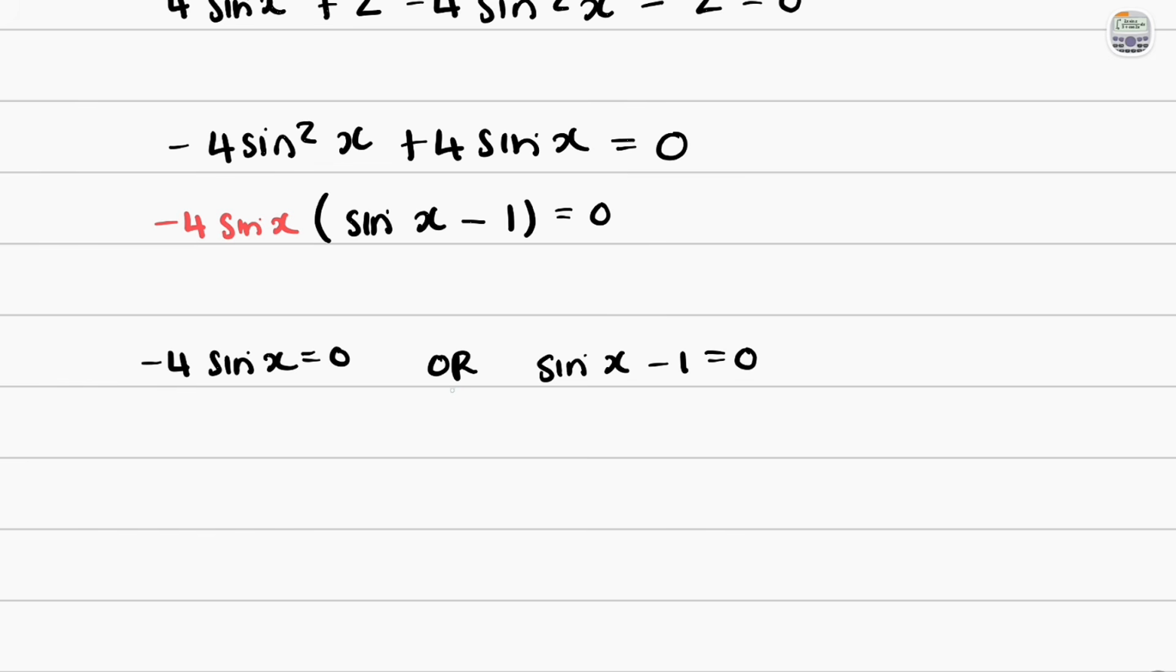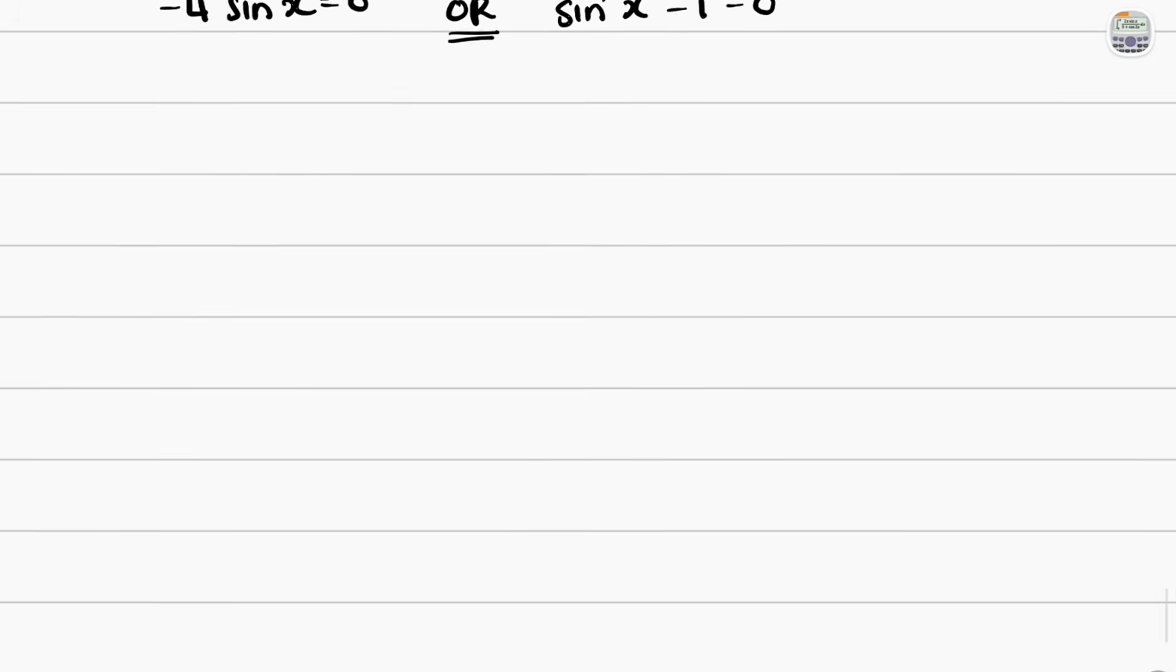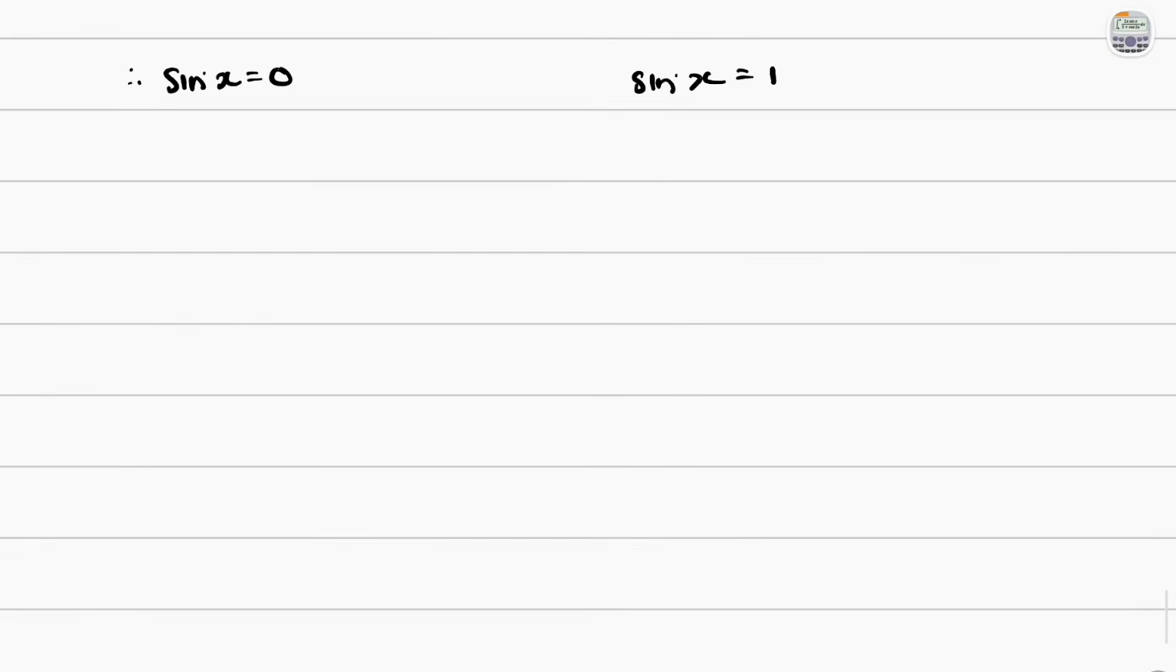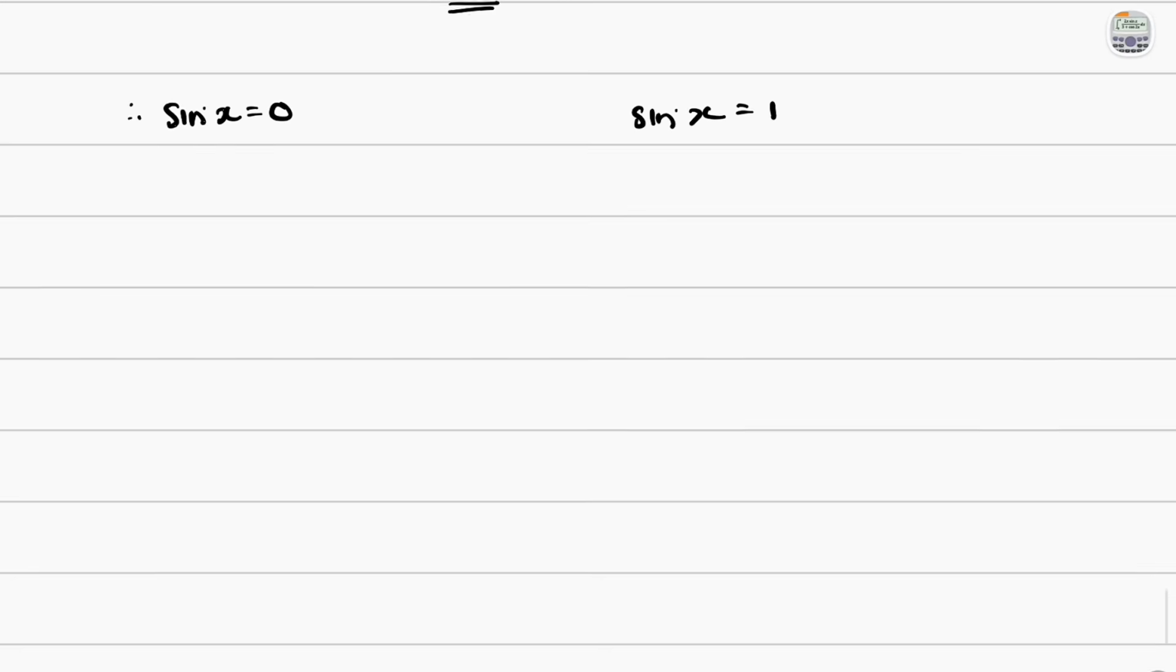And these are the equations which we need to find the general solutions for. If we divide both sides here by -4, you see that sine x is simply equal to 0. Here, if you transpose that 1, sine x is equal to +1. Very simple ones. Sine x equals 0, sine x equals 1.